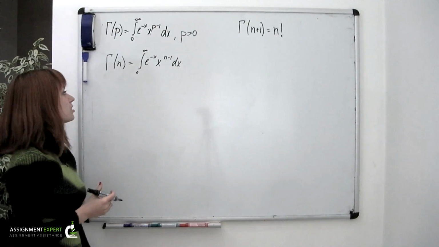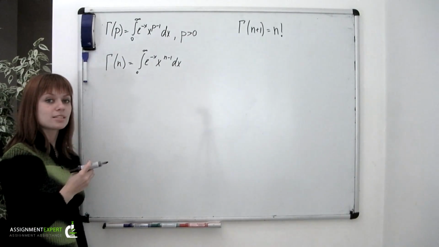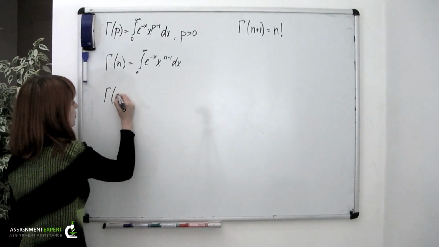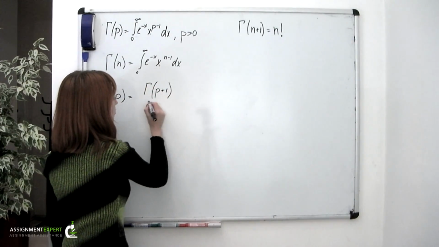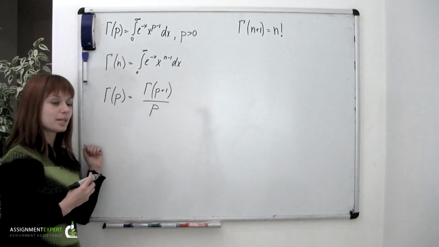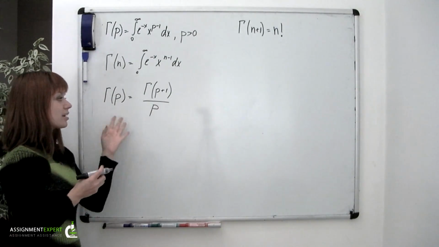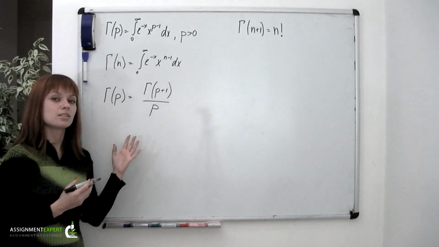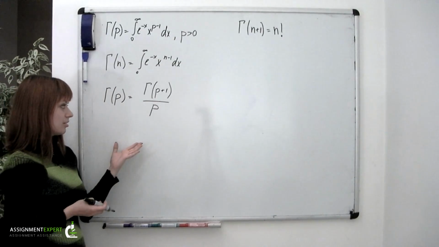Up to now, we have only considered positive integer values for the parameter of gamma function. But what if we try to say negative? That is where the formula gamma of p equals gamma of p plus 1 over p comes in handy. Because as we've mentioned at the very beginning, this formula holds for any value of p, including negative and even complex. So it turns out that gamma function generalizes the notion of factorial on fractional, negative, and even complex numbers.